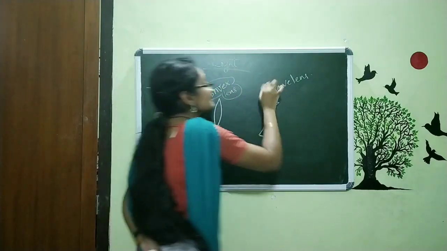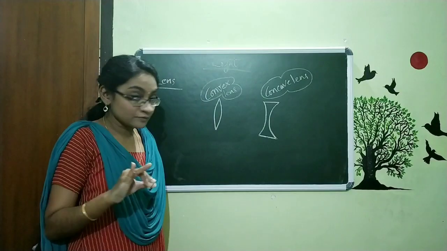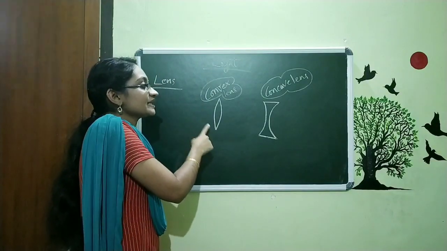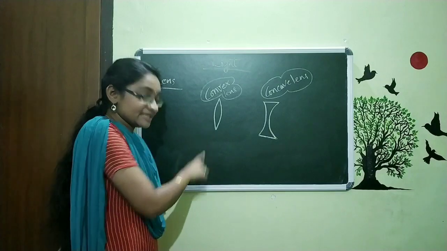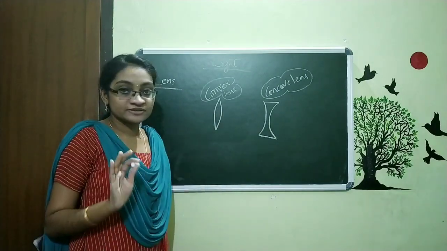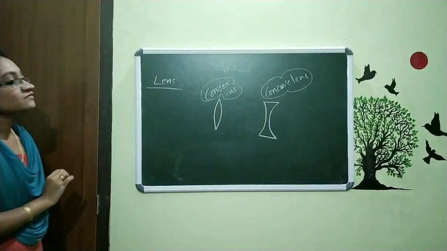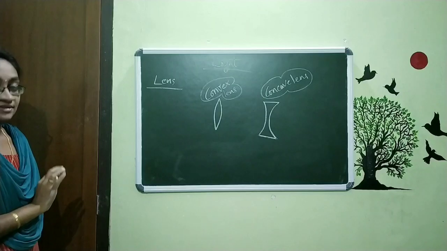As we studied the structure of the mirror, convex mirror and concave mirror, here you want to study the structure of this convex lens and concave lens. Don't get confused with these two. You want to study this diagram thoroughly. So that is about this convex lens and concave lens.